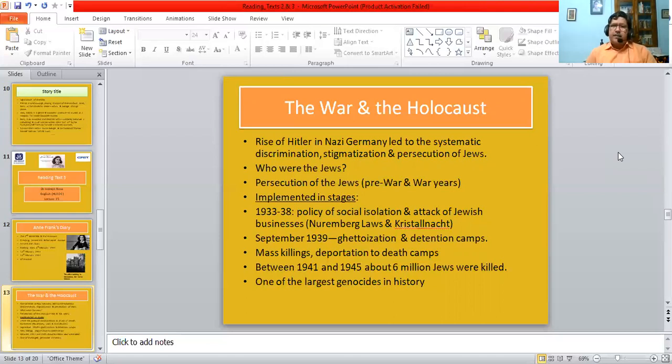Now, the persecution of the Jews began in the pre-war years, and it rose to terrifying intensity during the war years. Now, this was done in stages. Around 1933, when Nazism triumphed in Germany and Hitler came to power, a policy of social isolation and attack on the Jewish businesses was initiated through the Nuremberg laws, and particularly on Kristallnacht in 1938, the night where Jewish businesses were burned, set on fire, and various acts of violence were committed against them.